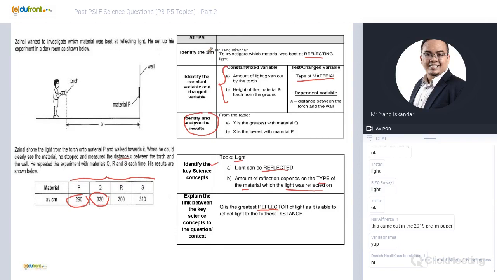Okay, number 1, if you see an experiment question, identify the aim. What is the aim? Secondly, what are the variables? What is the change variable? What is the fixed variable, right? And what's the dependent variable, the result of the experiment? Then third, identify the result of the experiment, right? Here, given in the form of a table, sometimes given in the form of a graph, right? And then after that, the topic itself, and the concept. What concept are they testing you? Okay, and lastly, you must be able to link the concept to the question itself. Then you can answer any type of question. Okay, all right, class, ready? Okay, let's move on to the next topic.